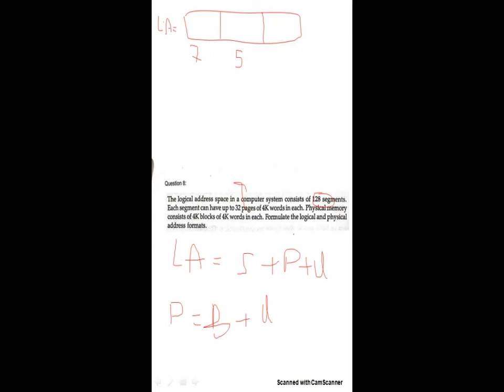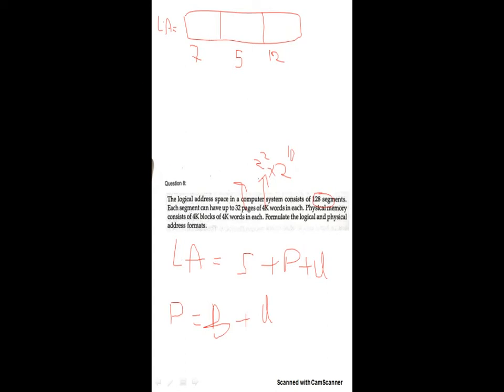And he's saying 4 kilowords in each. So offset size is 4 kilo. How can I write 4 kilo? 1 kilo is 2 to the power of 10, and 4 is 2 squared, so this is 2 squared into 2 to the power of 10. How much will it be? 2 to the power of 12. So you need 12 bits here. So now this is your logical address: 7, 5 and 12.